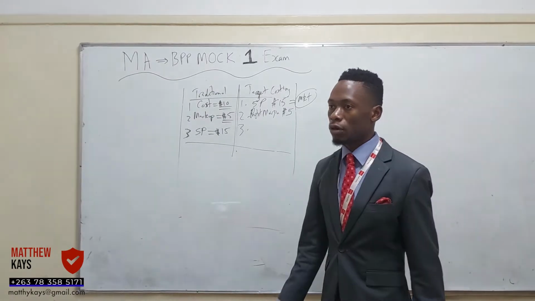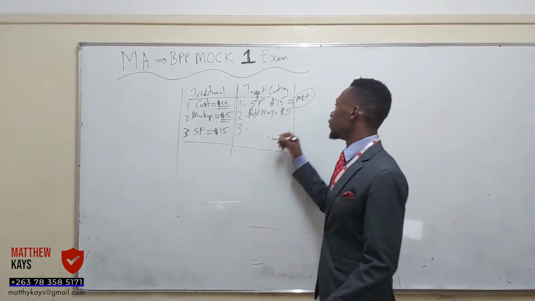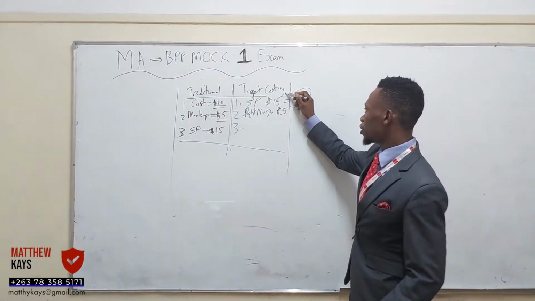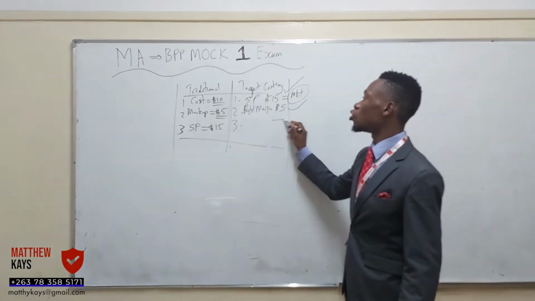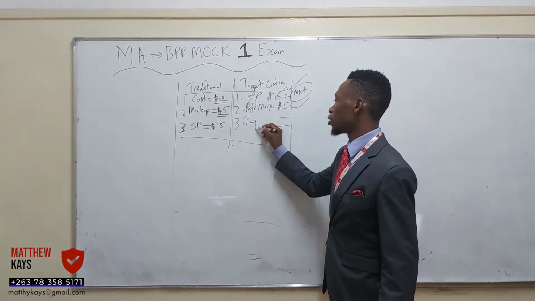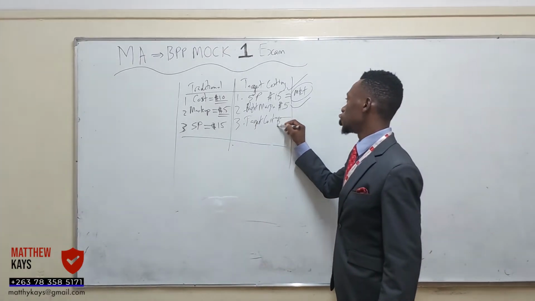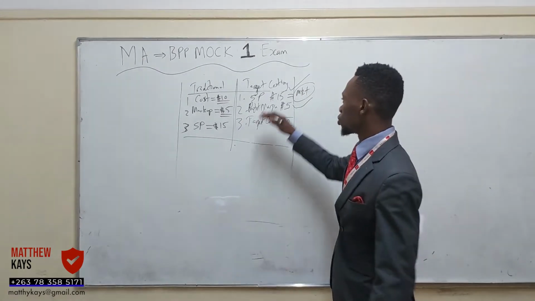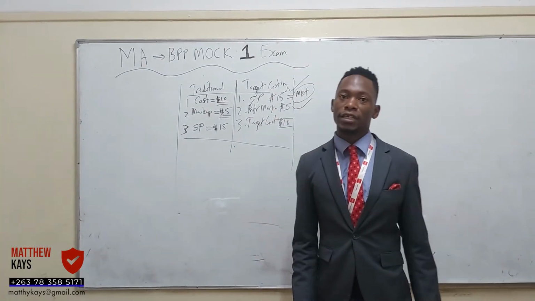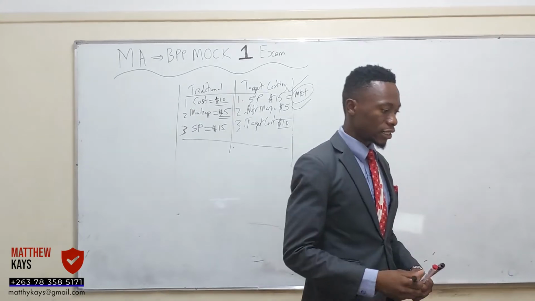Then the last step: you now know that we are selling at 15, and for us to gain a profit of 5, our cost should be what? What will be our cost? The target cost should be $10, you understand? So that will be the target cost. Those are the steps that you follow under target costing. But let's just answer the question now.